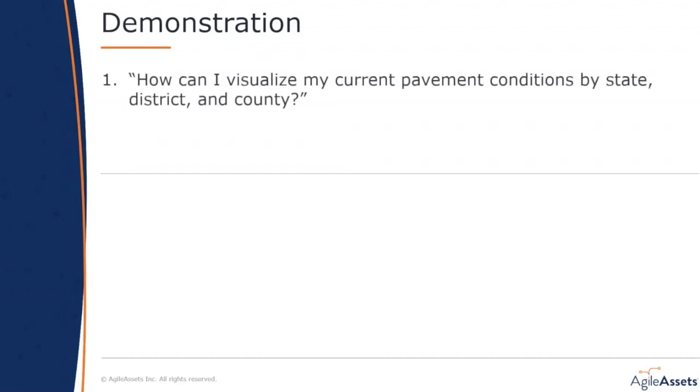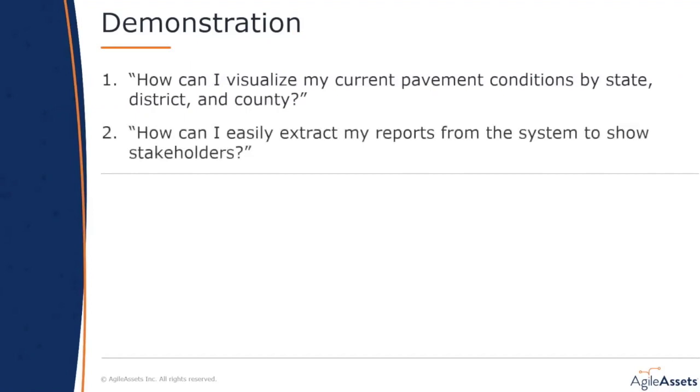So let's imagine I'm a user of the Agile Assets Pavement Analyst product for pavement lifecycle management. Within the solution, I use roadway condition data to create optimized work plans and make the best decisions based off the current state of my network. One of the core questions I can answer with the solution is, what is the current condition of my pavement network? So let's expand on that question with two further report-oriented questions. First, how can I visualize my current pavement conditions by state, district, and county? And on top of that, how can I easily extract my reports from the system to show to my stakeholders?